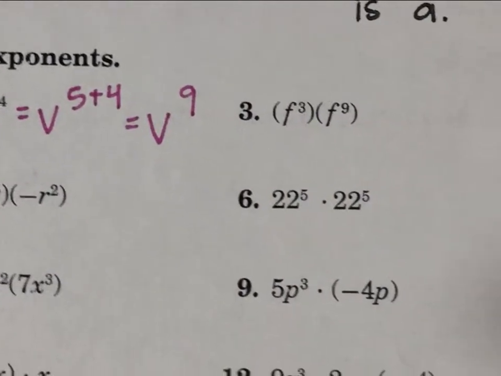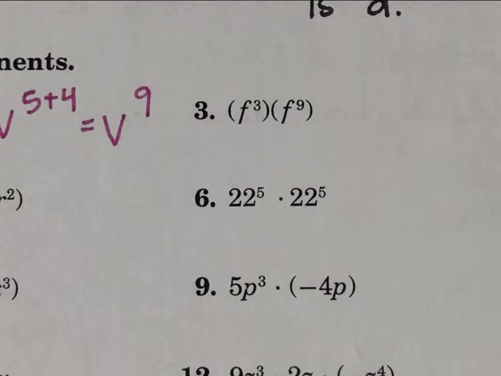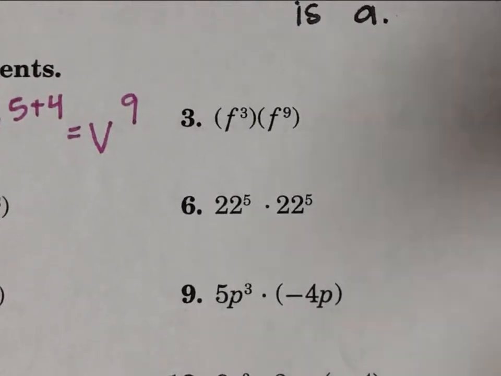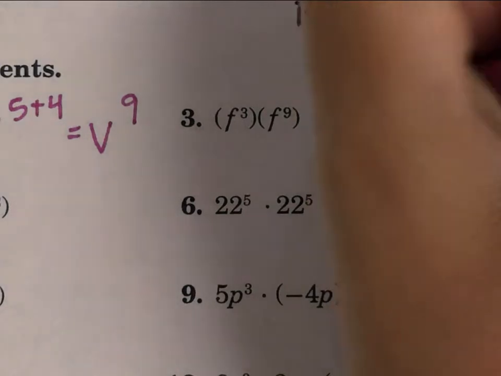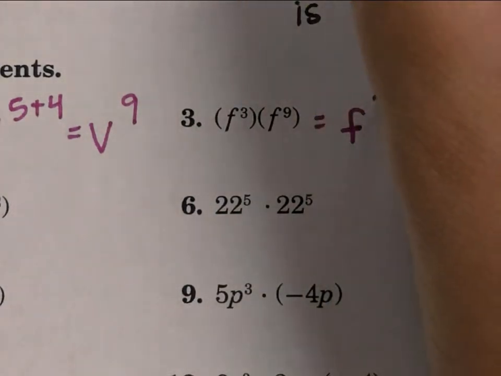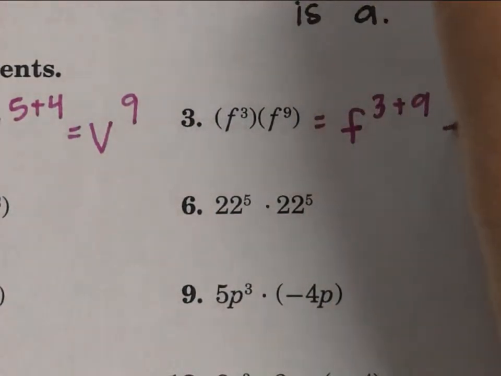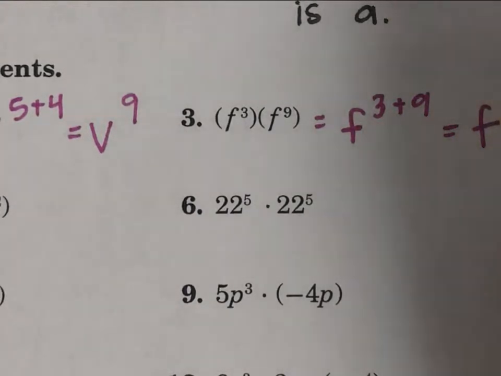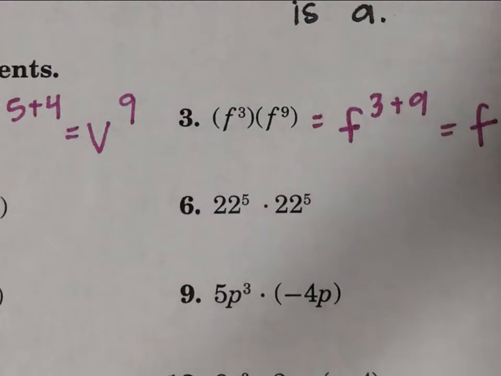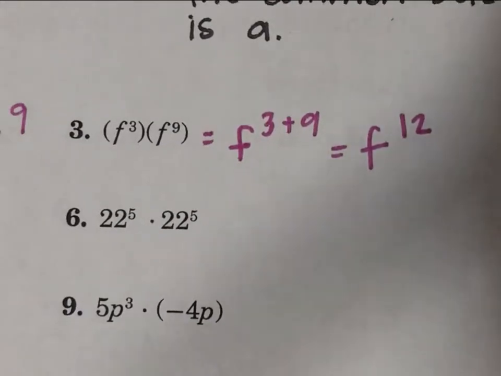What about number 3? What do those parentheses mean? Multiplication. So this is the same thing. Do I have the same base? Yes, so I can say f to the 3 plus 9, which gives me what? F to the 12th power. Any questions so far?